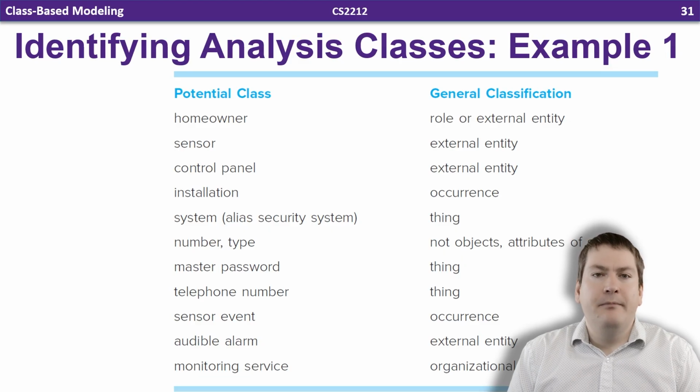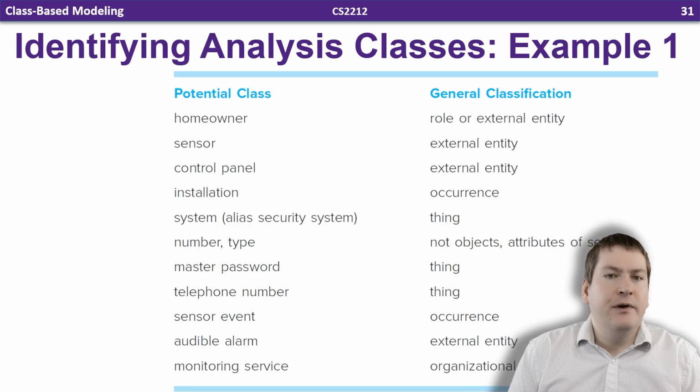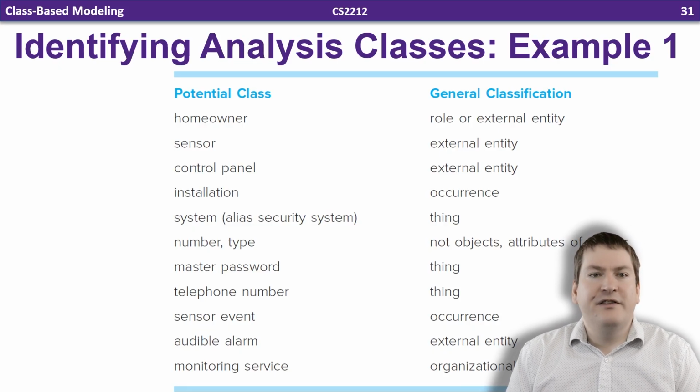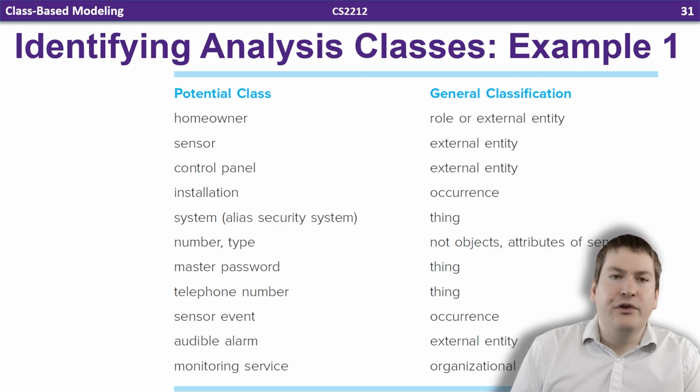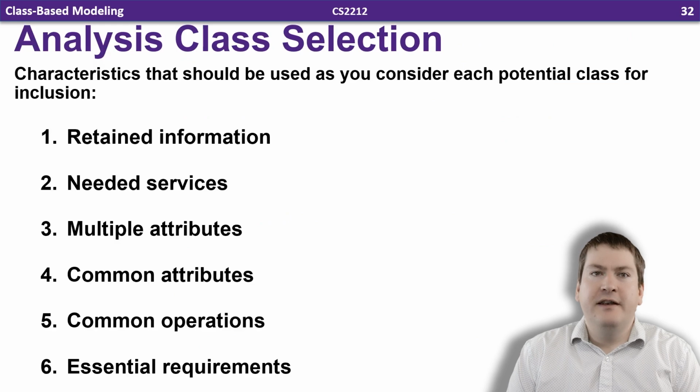There may also be some ambiguity here that should be clarified with the stakeholder, such as whether a monitoring service is an organizational unit that's part of the system or an external entity. It can also help at this point to note if a noun is not really its own object, but an attribute of another class, such as number and type of sensor. In this example, these would be attributes of the sensor rather than their own objects, so we could rule those out right away.